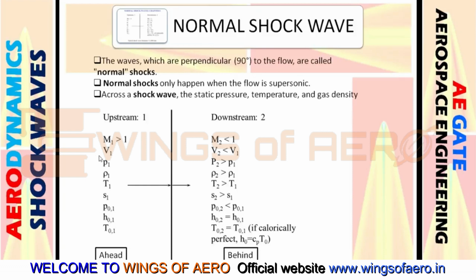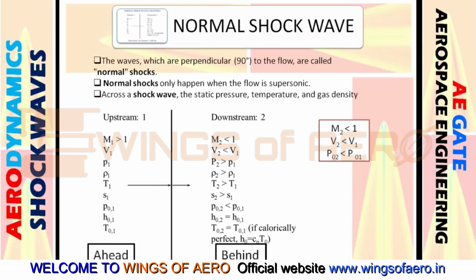And the properties like Mach number, velocity, pressure, that is static pressure, density, static density, temperature, entropy, then stagnation pressure, stagnation enthalpy, stagnation temperature, these are all ahead, and behind you can see we call it the downstream. And downstream, what happens across the shock wave? The properties change. So now we'll see how the properties change when it goes across the shock wave.